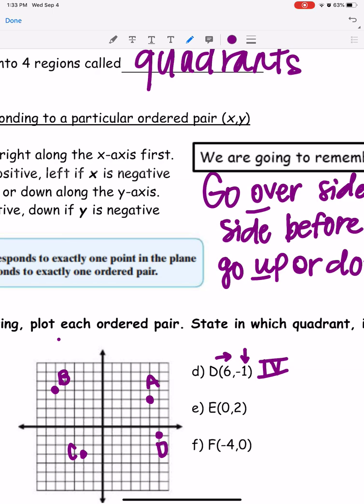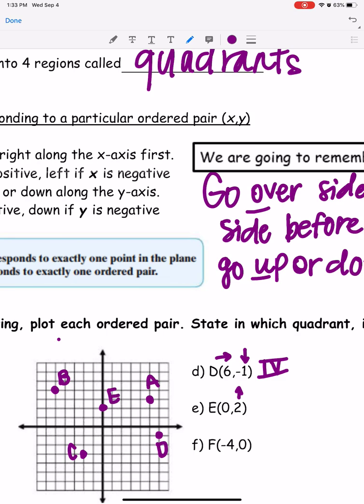These ones here with zeros seem to be the most confusing. You just got to remember your over and up. If it is 0, 2, that means you're going 0 left or right, and then you're going a +2, so we're going just 2 up. So 0 left or right, then 2 up.